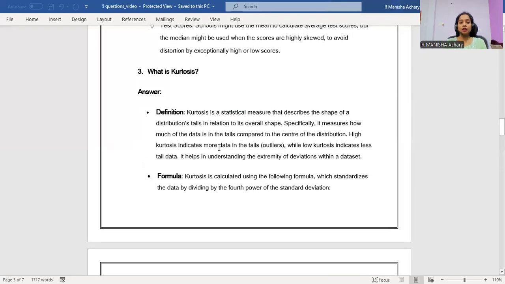Next question is, what is kurtosis? Kurtosis is a statistical measure that describes the shape of a distribution's tail in relation to its overall shape. It measures how much of the data is in the tail compared to the center of the distribution. High kurtosis indicates more data in the tails, while low kurtosis indicates less data in the tails.